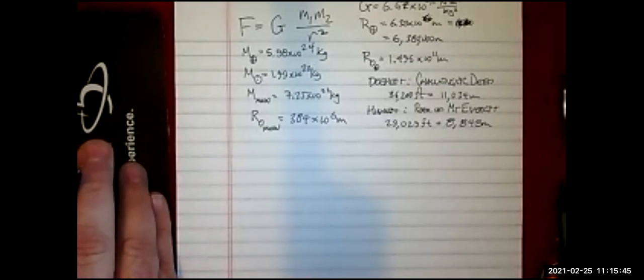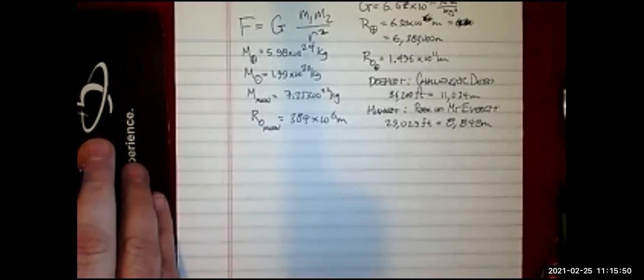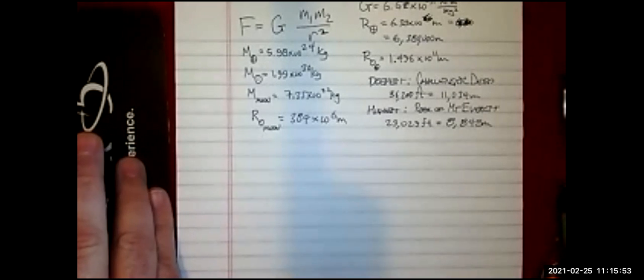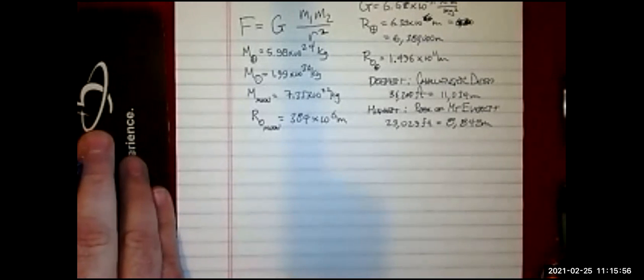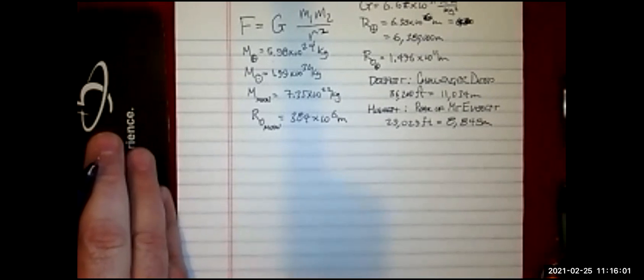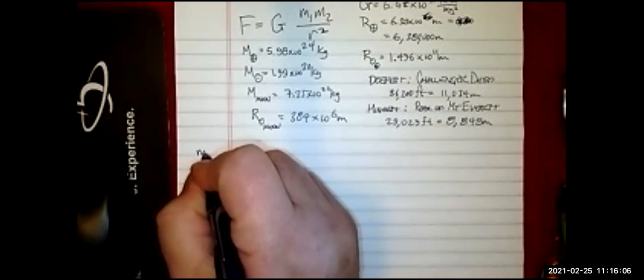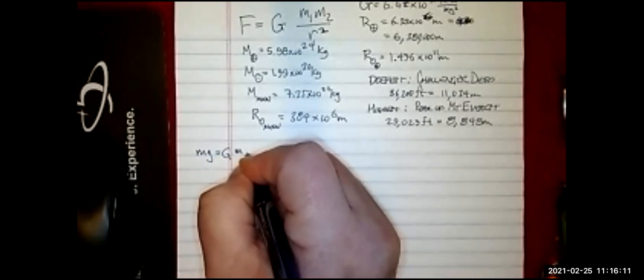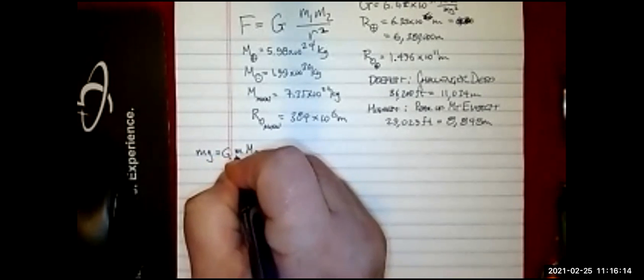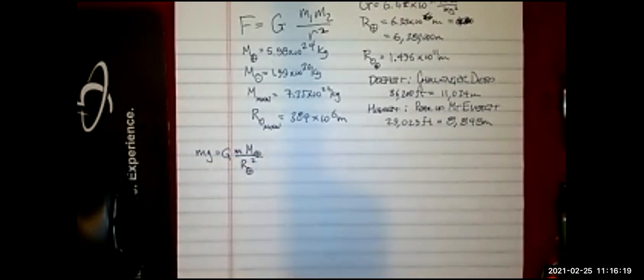Gotcha. So what I wrote down was the deepest spot is Challenger Deep, and it's 36,200 feet deep, which is 11,034 meters. And the highest point is the peak of Mount Everest, which is 29,029 feet, which is kind of a cool number, easy to remember. And it's 8,848 meters. So gravitational acceleration we got again from saying your weight, which is mg, is equal to the gravitational force, which is your mass times the mass of the Earth over r of the Earth squared, because we're assuming that you're at sea level basically.